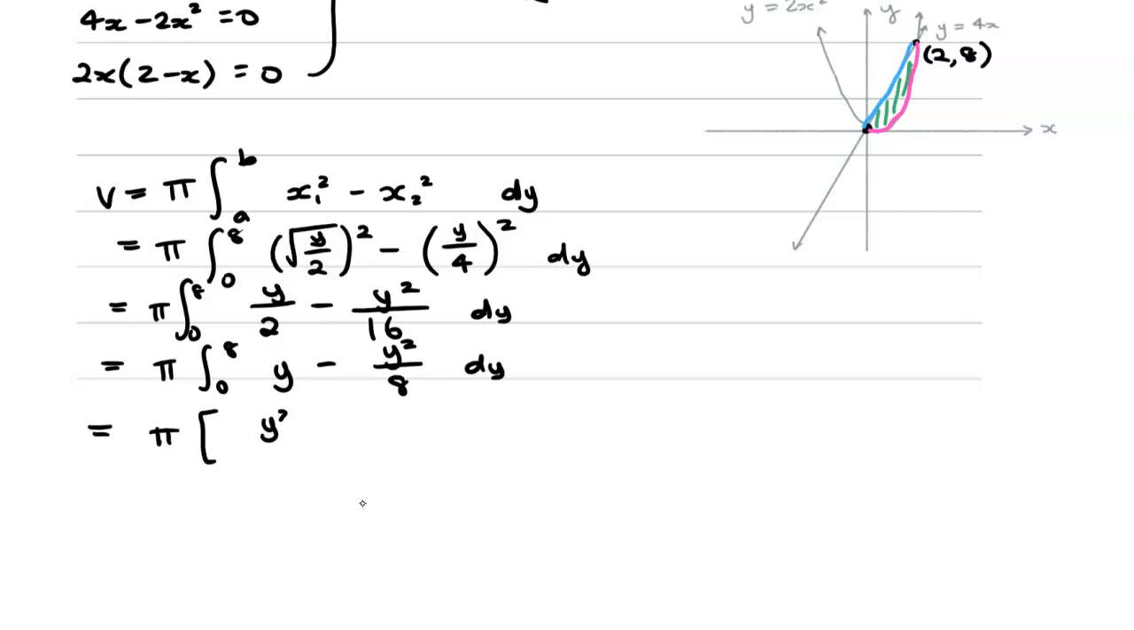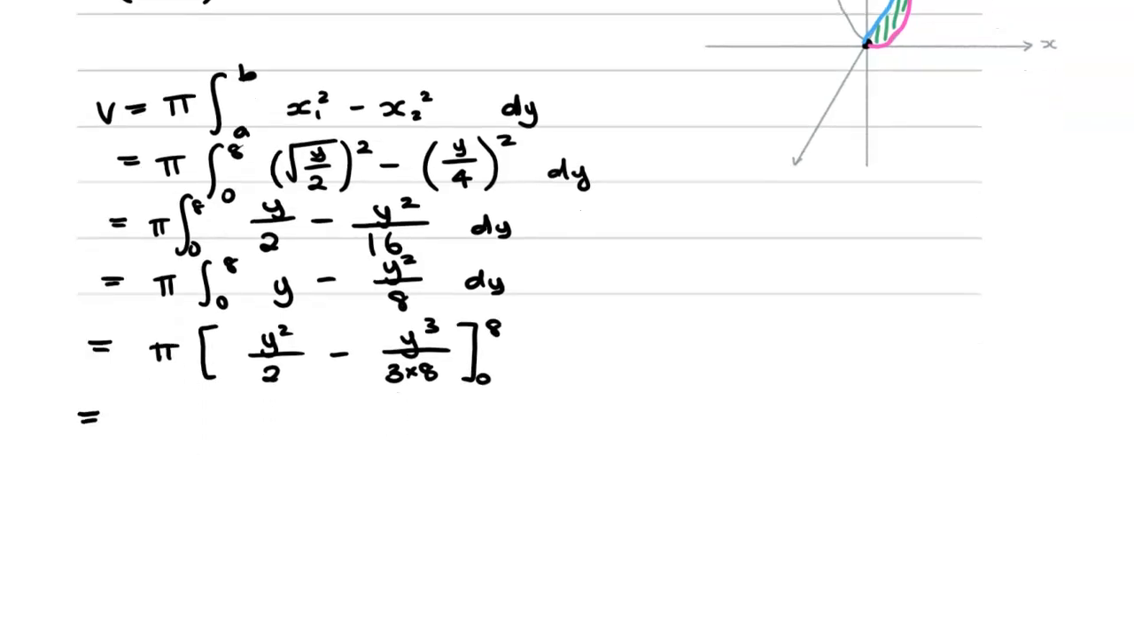So that's going to be y squared, and we'll divide that by 2, and add 1 to the power, y cubed, and that was on 8, and we need to divide by that 3, so we also pop that on the denominator. 0 to 8. Oh, and I did say we were taking out that half.